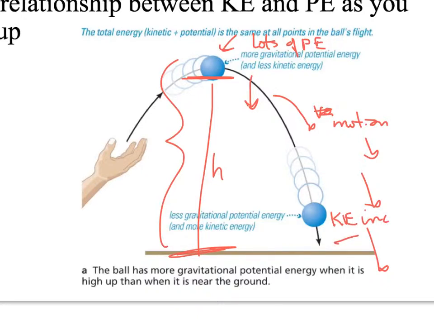Specifically, right before it impacts, it's going to have the most KE, and it's going to have the least potential energy, least PE. Why? Because it doesn't have anywhere to fall. Its H has gone down. So that, in a nutshell, is converting potential energy to kinetic energy, right?